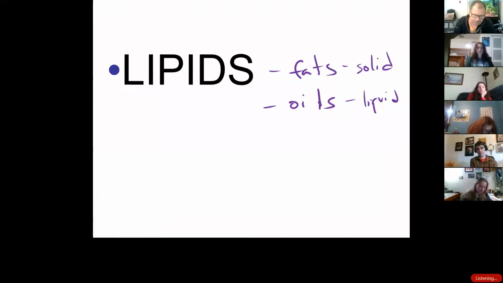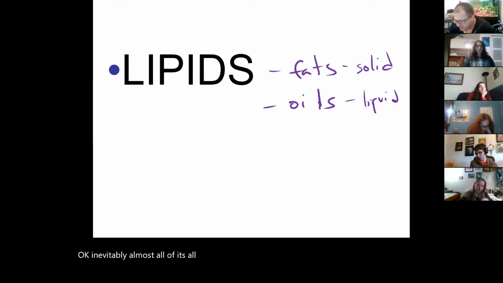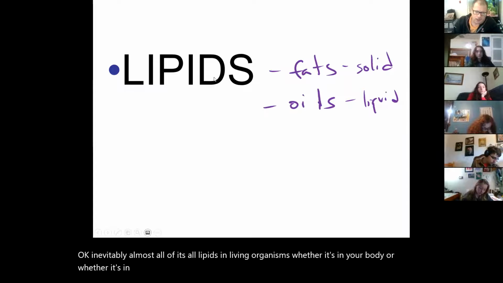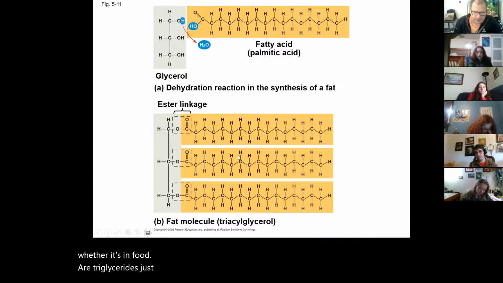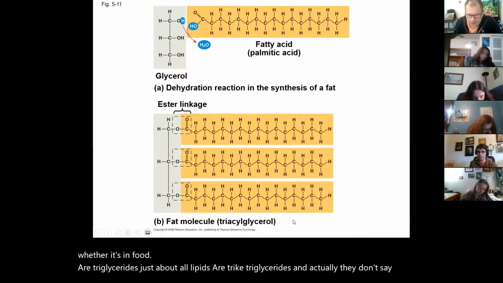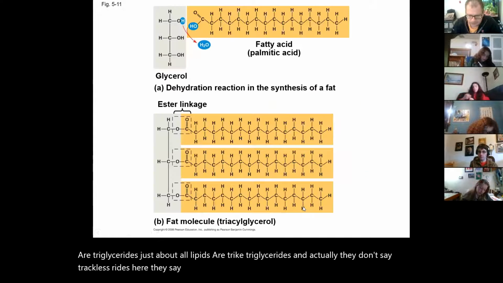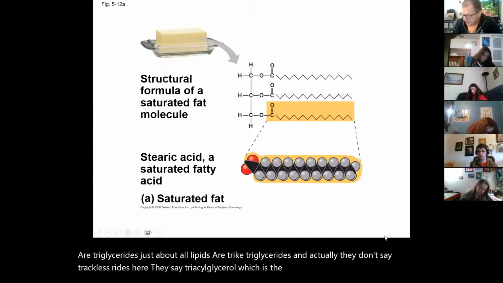Well, okay. Inevitably, almost all lipids in living organisms, whether it's in your body or in food, are triglycerides. Just about all lipids are triglycerides. And actually, they don't say triglycerides here. They say triacylglycerol, which is the same thing, just a different name for the same thing.